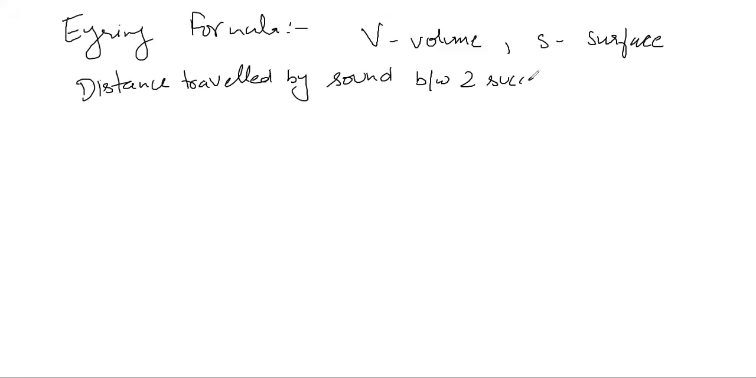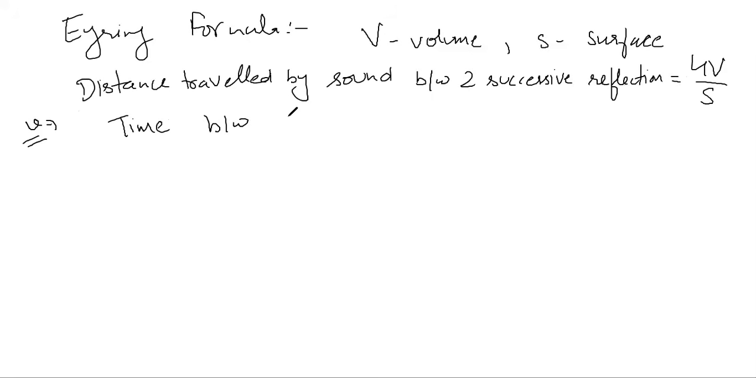And the word successive here is important because we are talking about two consecutive reflections. So it could be your third and fourth reflection, or it could be your seventh and eighth reflection. So the distance that would be traveled will be 4V upon S. Now, if V is the velocity of sound, in that case, you know the distance, right? You know the velocity. Then you can calculate what would be the time between any two successive reflections.